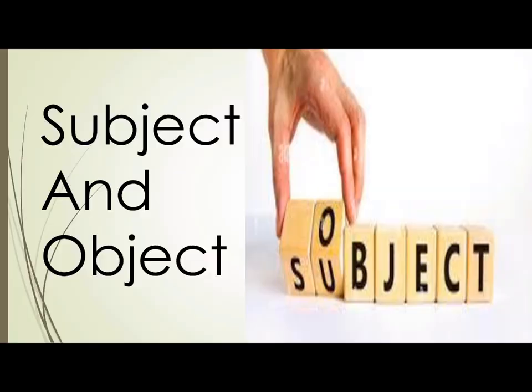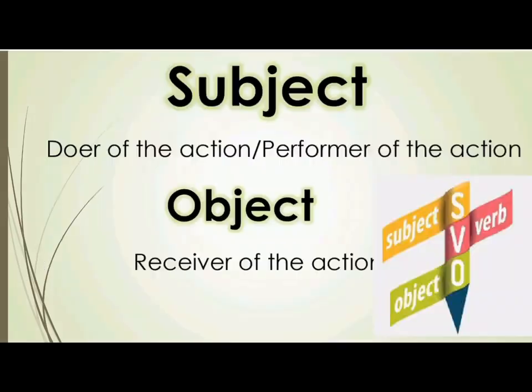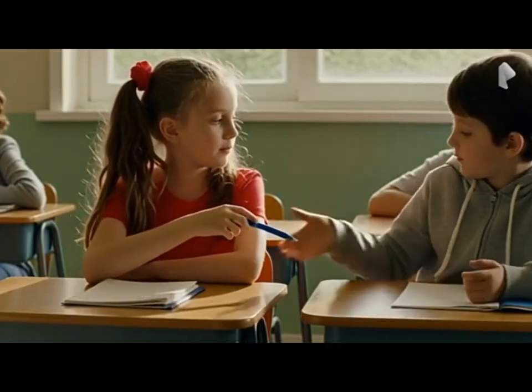Before moving on to know about what is a transitive verb, let us quickly understand two important words, that is subject and object. Subject is called the doer of the action or performer of the action, whereas the object is called the receiver of the action. Now, let us look into an example. I gave him a pen.